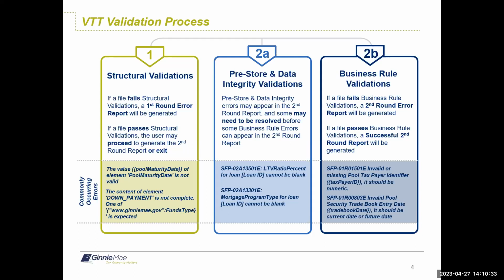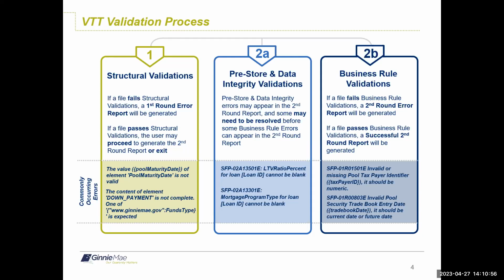And another example is that the content of the element, in this case, the down payment container, is not complete. The funds type data point is expected. So as you can kind of tell by these errors, it's looking either at the placement of your containers or data points, or from a data standpoint, looking at the value and seeing if it meets our expectations.